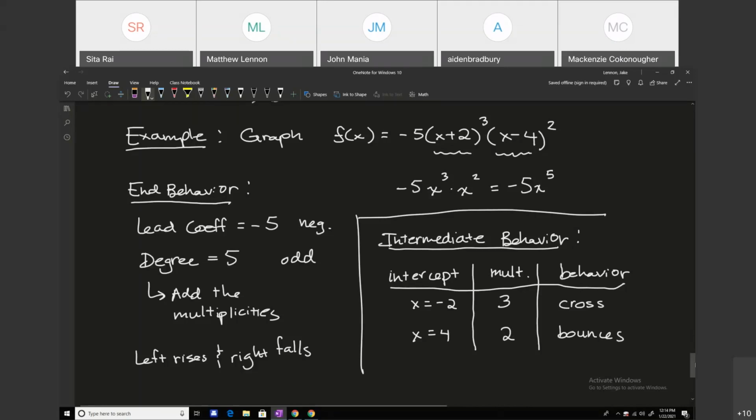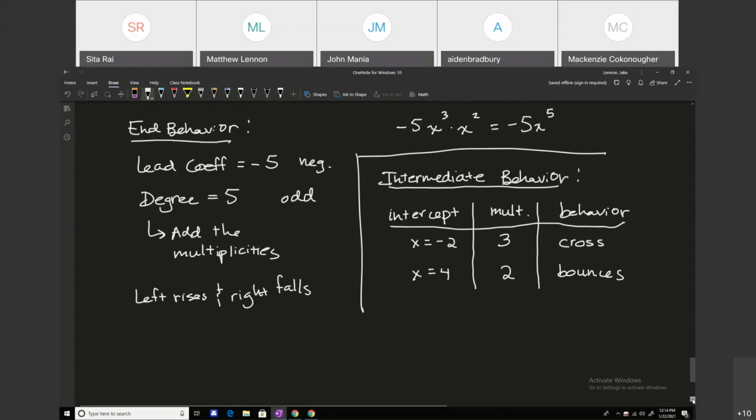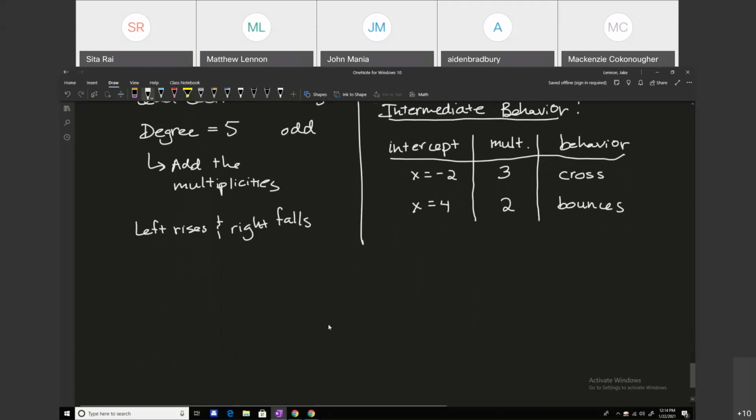Okay, so now we can make the graph with all this information put together. Let me just do that real quick. I know we're just about out of time. Again, this is not super specific, but we have our two intercepts, -2 and 4. We know the left rises, so the left of that farthest dot has to go up, and right of that dot has to go down because the right falls. So I come to this dot, I cross, I approach this dot here, and I bounce, and then I connect to the other arrow. So that's a quick sketch of the graph using the end behavior and the intermediate behavior.